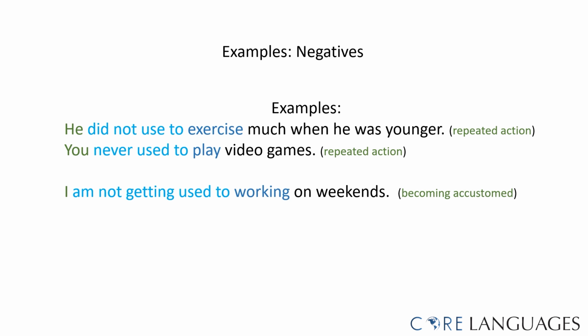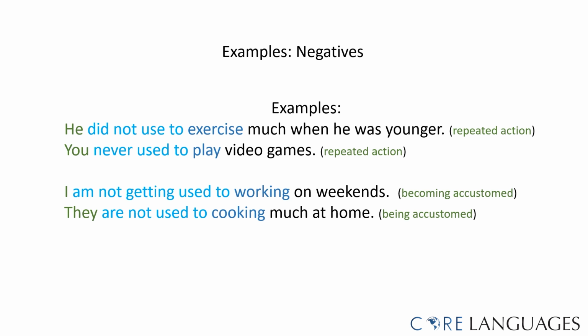I am not getting used to working on weekends. This sentence expresses that working on weekends is not something I have become accustomed to. I am not getting is the same verb construction in the present continuous. They are not used to cooking much at home. This sentence expresses that cooking at home is not something that they are accustomed to or familiar with.